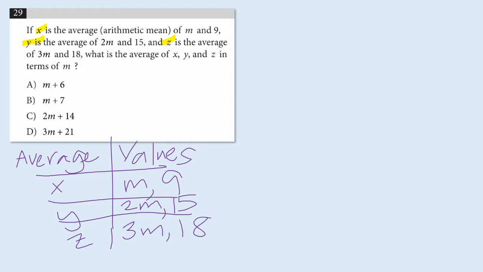Now here's a very helpful strategy. Whenever you're dealing with complicated average or mean problems, you can focus on totals. So let's look at the first row, the row that involves x. If x is the average of m and 9, the total of those two values, m and 9, is going to equal 2x.